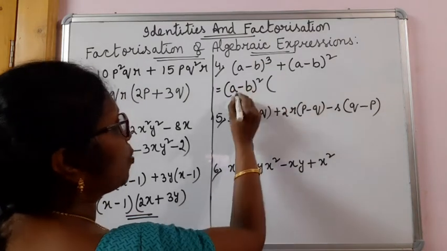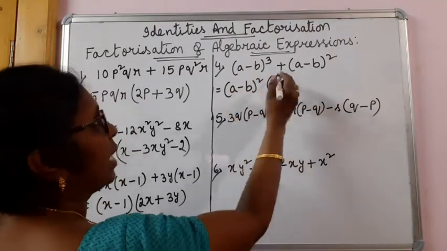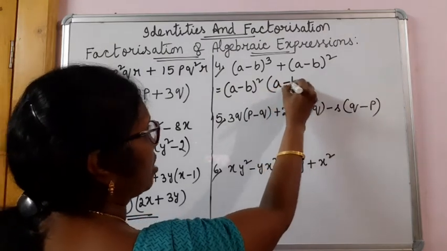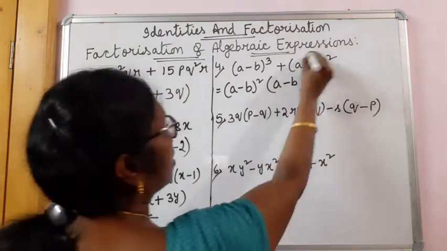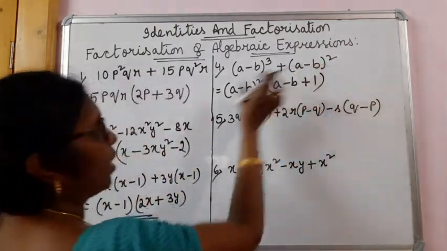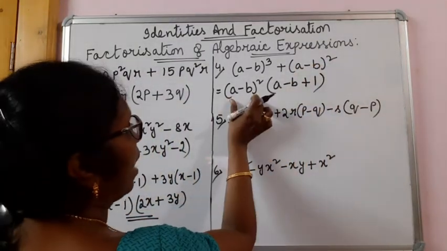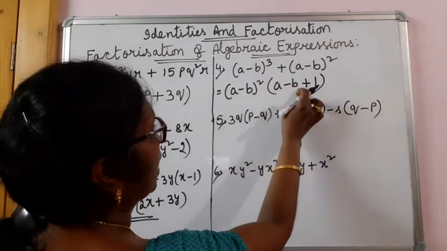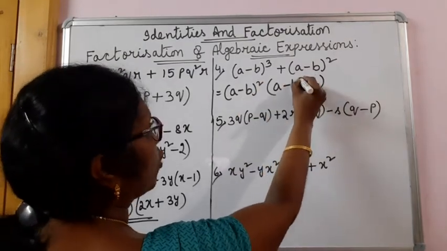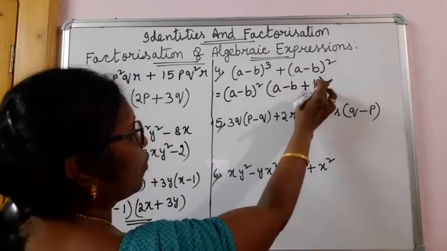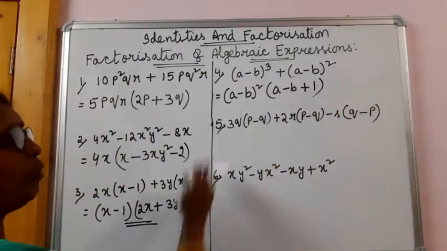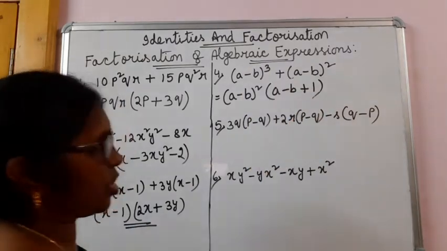When you take a minus b whole square, one more a minus b is left. Plus, here already the complete a minus b whole square we have taken. Here only 1. When you open, we can see a minus b whole square into a minus b. If you want, you can put 1 here, since in the second term only 1 we are getting. We can keep it like this. When you multiply, you will get it.